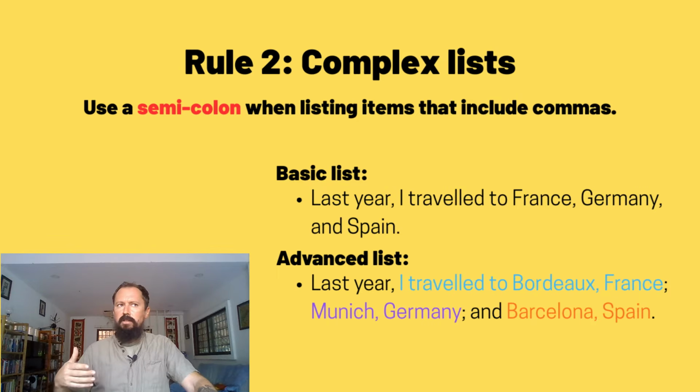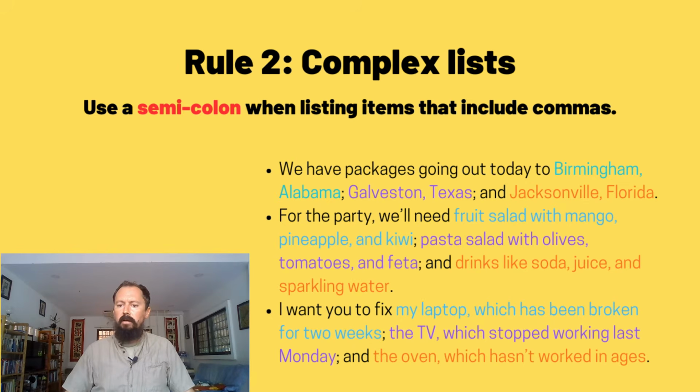So each item is just a single word. It's just one basic thing. But what if we wanted to mention a country in a city in each country? We could say Bordeaux, France; Munich, Germany; and Barcelona, Spain. And in this case, because each item contains a comma, we divide them with a semicolon. We can see more examples here. I've used colors to make obvious the difference between the 3 items in each list.